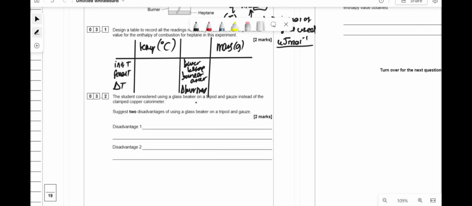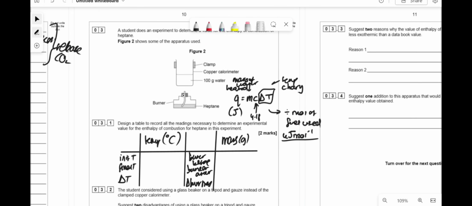The student considered using a glass beaker on a tripod and a gauze instead of the clamped copper calorimeter. Suggest 2 disadvantages of using a glass beaker on a tripod and gauze. So, let's think about what's going on in this experiment. You're burning something and you're hoping that all of this heat energy goes into the water and isn't lost into the environment. It's not gone somewhere else. It's not heating up the actual copper calorimeter itself.